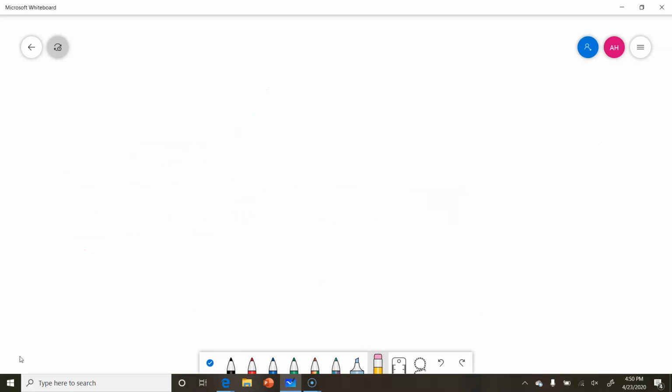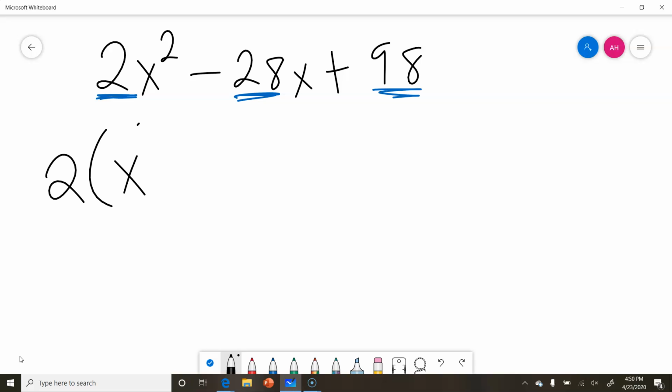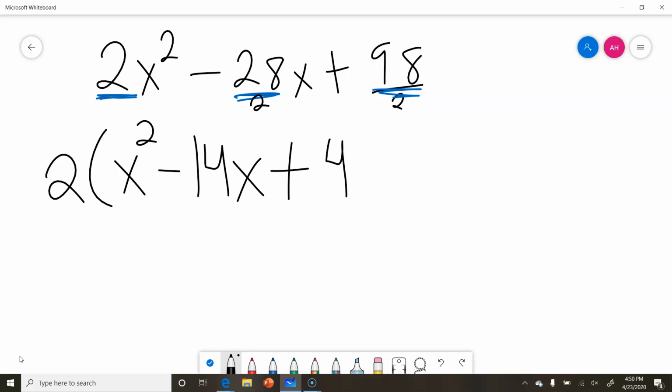Okay? So let's do another example. Let's do this one right here: 2x squared minus 28x plus 98. Well, I can see first of all that they're all even numbers. And because they're all even numbers, I know I can divide by 2. And I pull a 2 out, and I'm left with x squared minus, I divide by 2, and I get 14x plus, and I divide 98 by 2, and I get 49.